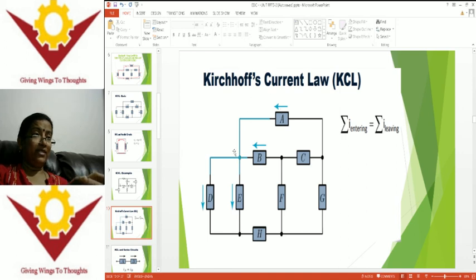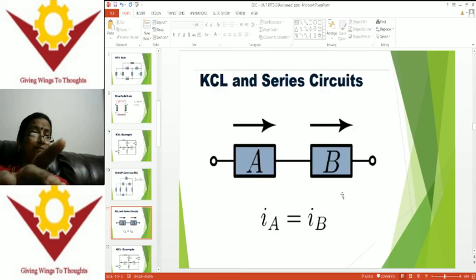This is an entering current, this one is also an entering current, this is a leaving current, and this one is also a leaving current. That is, the sum of these entering currents is equal to the sum of these leaving currents. That's the meaning of sum of I entering equals sum of I leaving. In this way we apply Kirchhoff's current law to find the currents of unknown branches.